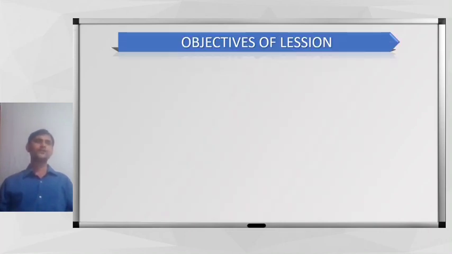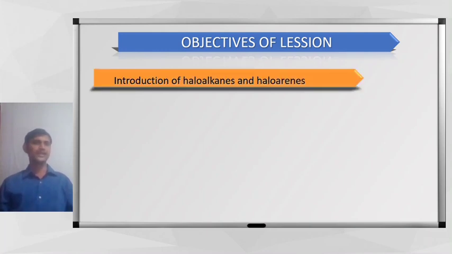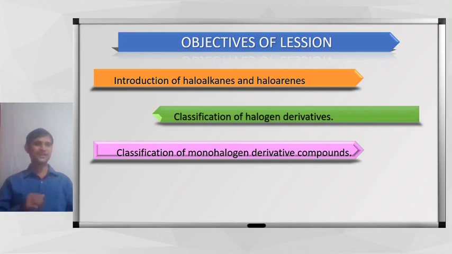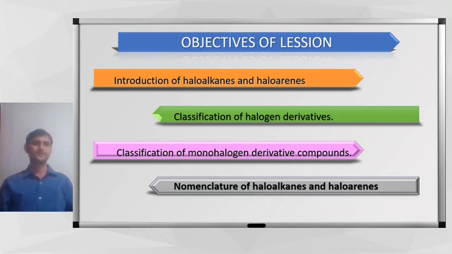Now next, see the objectives of the lesson. Today we are going to look at the introduction of haloalkanes and haloarenes. In that, we look at what haloalkanes and haloarenes are, their uses, their applications, and how they damage the earth, all of which we look at in the introduction topic. Next we look at the classification of halogen derivatives, that is, monohalogen and polyhalogen derivatives. Next we look at the classification of monohalogen derivative compounds. And the last point of today's topic is the nomenclature of haloalkanes and haloarenes.